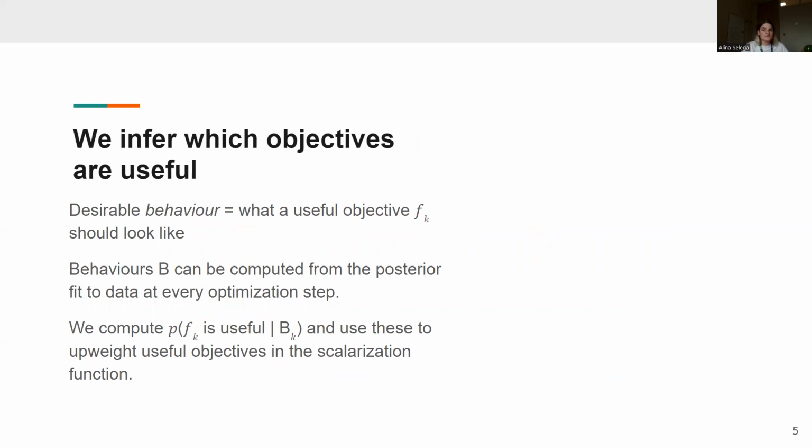We introduce the concept of a desirable behavior that describes what a useful objective should look like. These behaviors can be computed from the posterior fit to data at every optimization step. And then we compute the probability that an objective is useful given its behaviors, and use these to upweight useful objectives in the scalarization function.